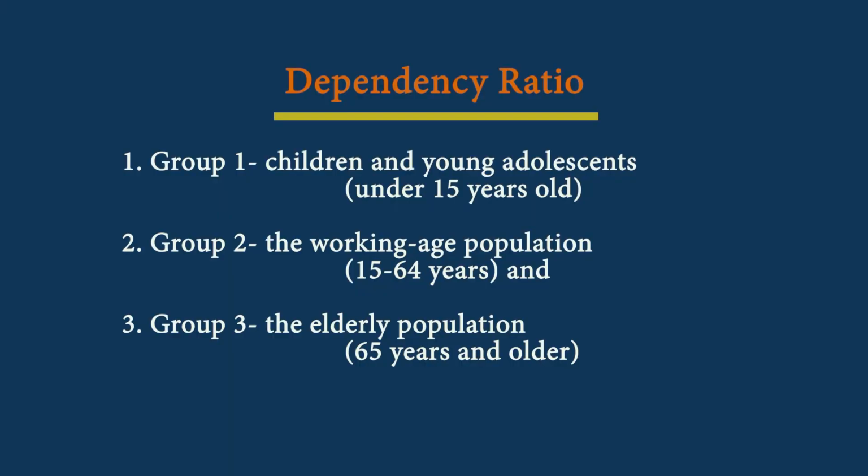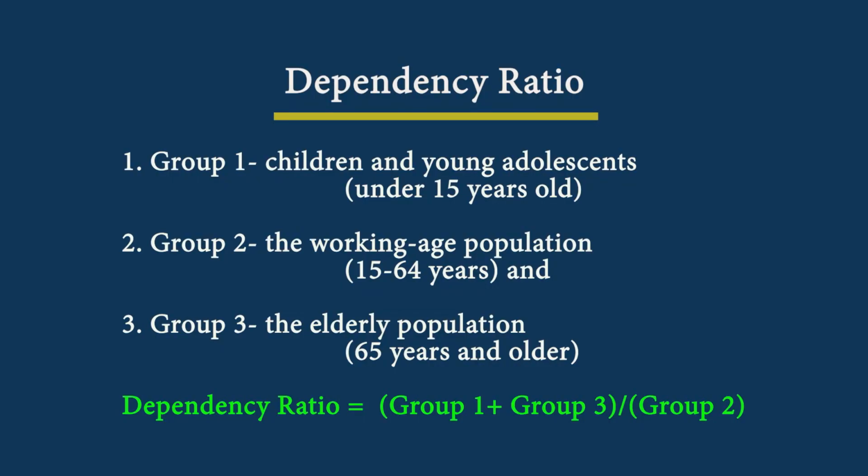So group 1 represents children and young adolescents, people in the less than 15 age group. Group 1 is the population under 15, and group 2 is the working age population, that is people in the 15 to 64 age group, and group 3 is the elderly population, people in the age group 65 plus.